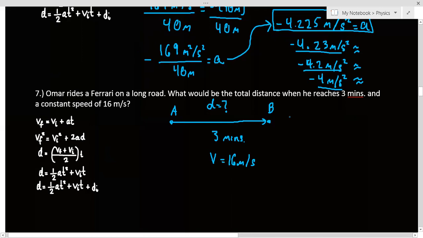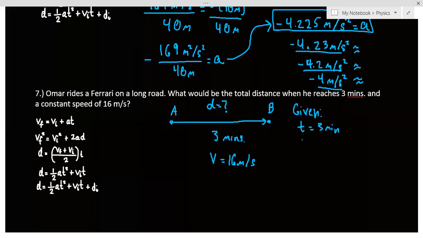So now, let's write the given. The given here is that we have a time of 3 minutes. Then we have a constant speed of 16 meters per second. This is the question: constant speed.